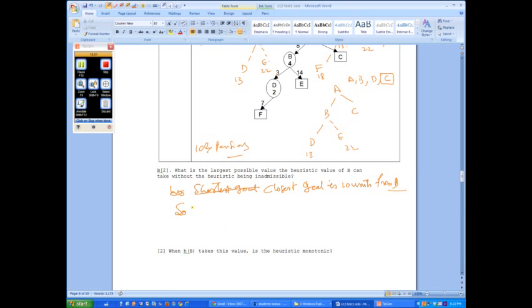So h of B must be less than or equal to 10. So the highest value is equal to 10. Okay. Some of you decided, somehow E is closer because it's only one step away. But what matters for A star is not how many steps away, but what is the cost away. And here it's 2 steps away, but it's only 10 units away. Here this is 1 step away, only 14 units away.